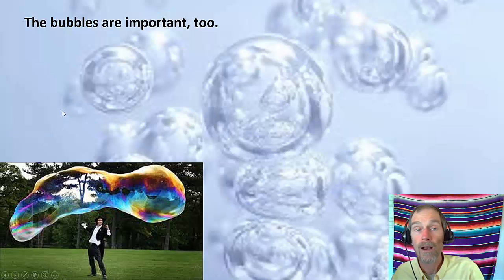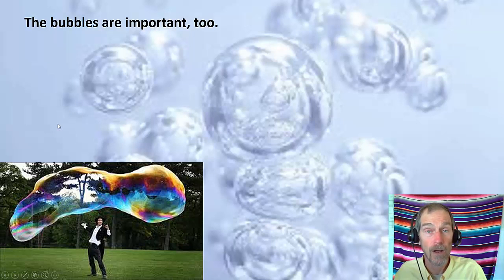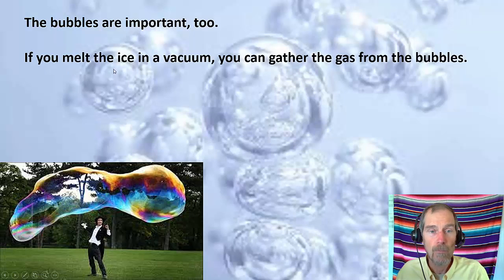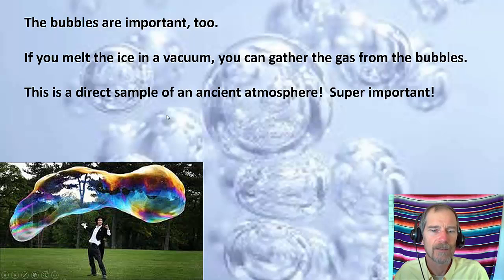Okay, I wanted to get to the bubbles. So we've talked about the water, we've talked about the dust, and there's also bubbles, gas in there. Bubbles are important. Why are they important? Well, if you melt the ice in a vacuum, you can gather the gas from the bubbles. I don't know how they do this, such tiny little amounts, and yet they're able to sample it out and figure out what's in it. Pretty amazing. The gas in a bubble is a direct sample of an ancient atmosphere. It's just been sitting there all this time doing nothing, they think.